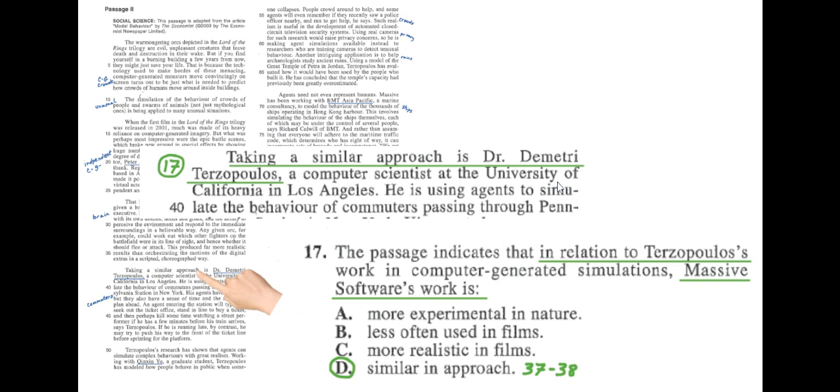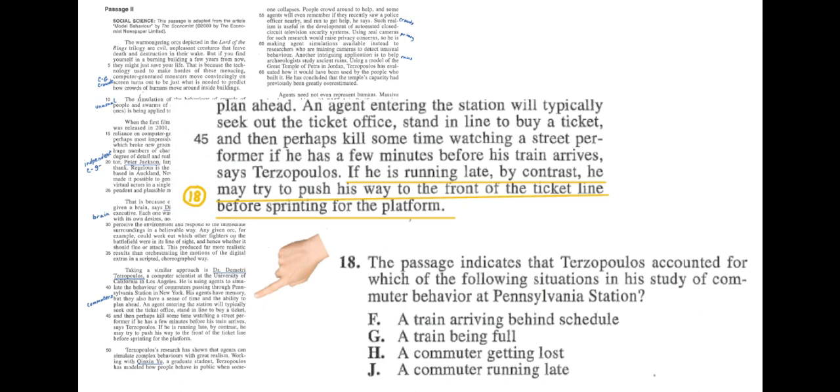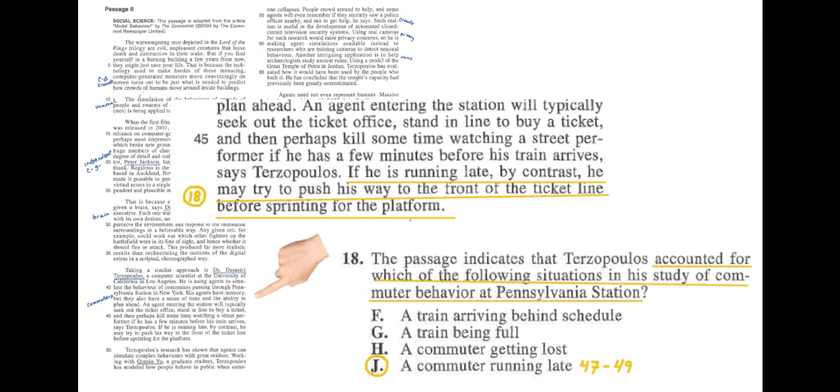18, the passage indicates that Terzopoulos accounted for which of the following situations in his study of commuter behavior. So we know it's going to be in this paragraph. And if you read that paragraph, you see he accounts for a commuter who is running late. By contrast, he may try to push his way to the front of the ticket line. So a commuter running late. So that one's straight up in the passage, just finding it.